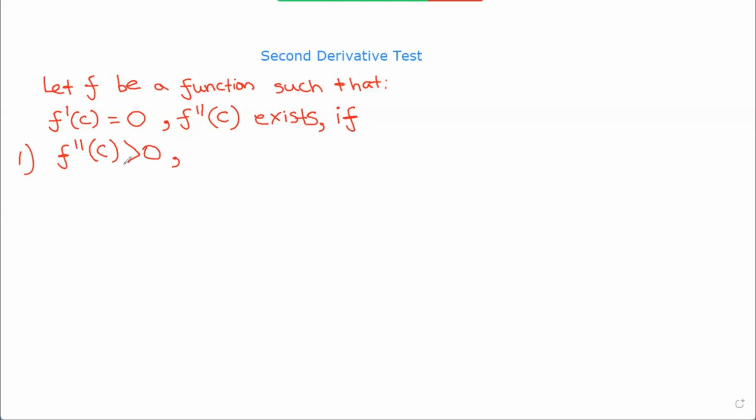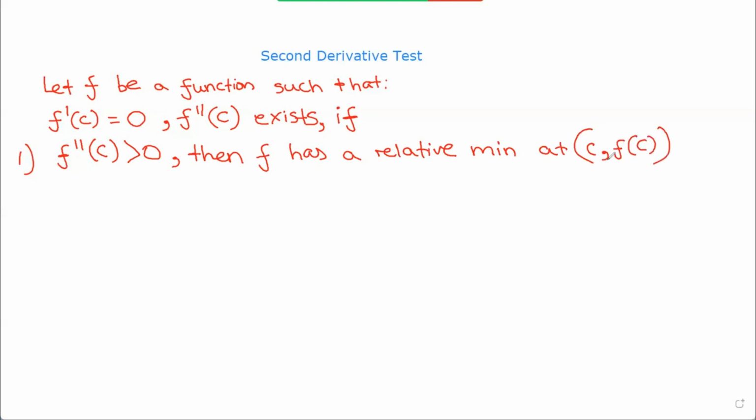So if f double prime of c is greater than 0, then f has a relative minimum at c comma f of c. So when f prime of c is equal to 0, f double prime of c exists, and f double prime of c is greater than 0, then the function f has a relative minimum at c comma f of c.